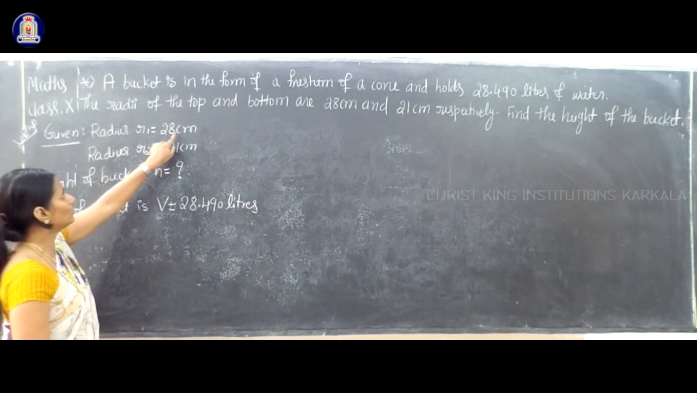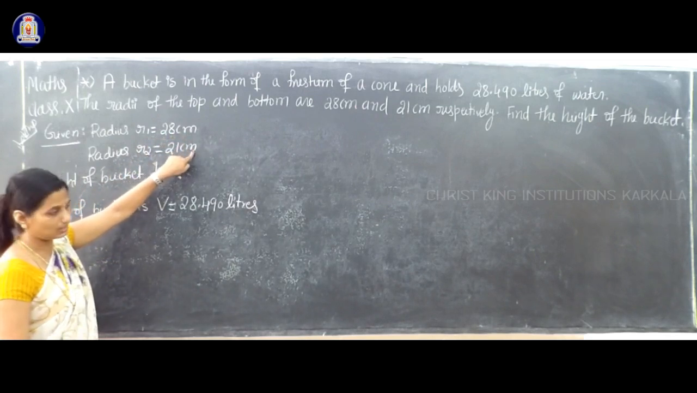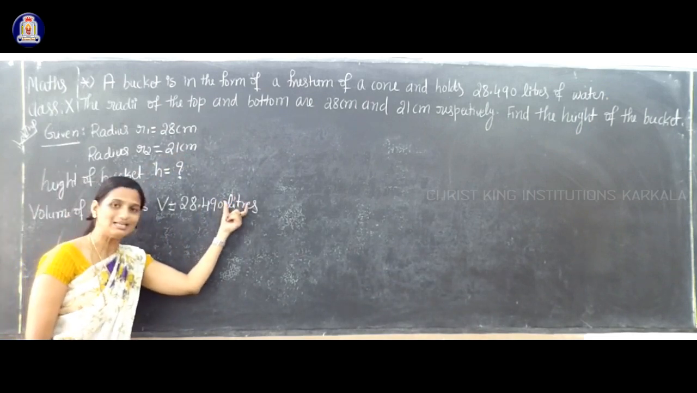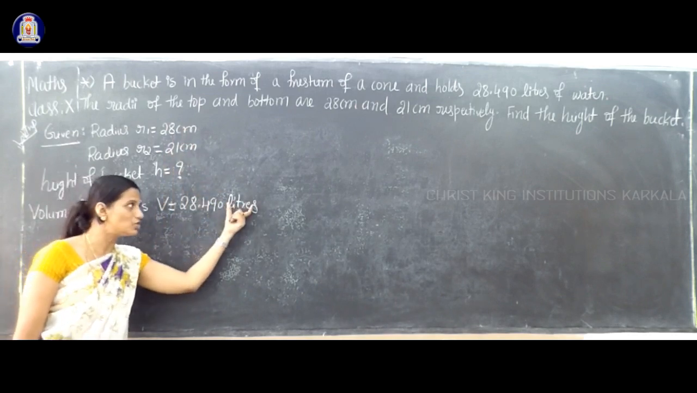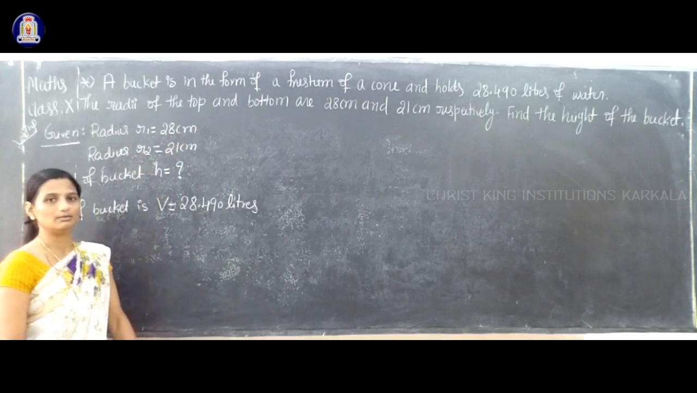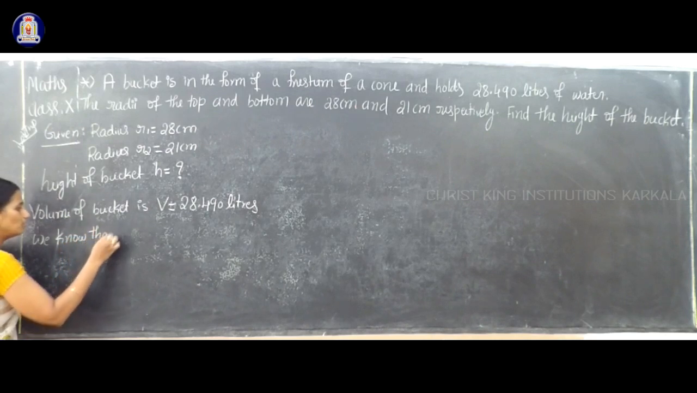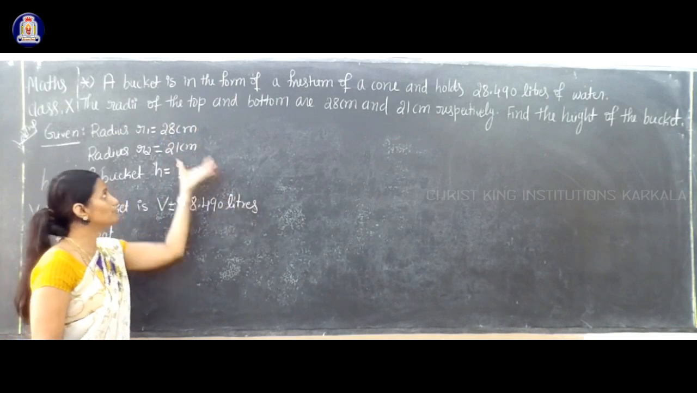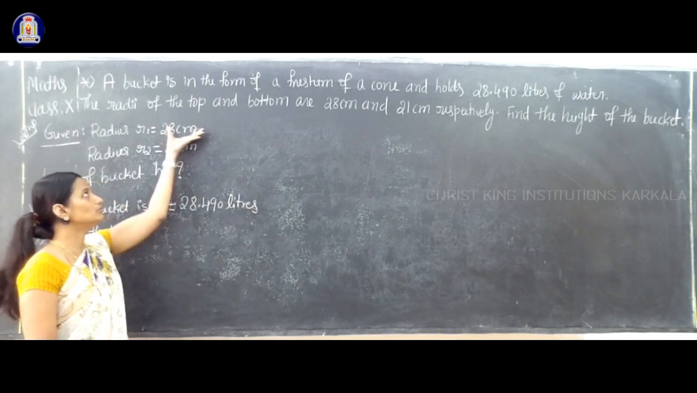But see the unit. The radius R2 is in centimeter, but the volume is in liter. So this is a different unit. First we need to change this liter to centimeter. How to change? We know the relation between liter and centimeter.